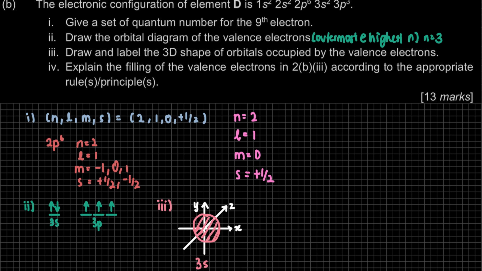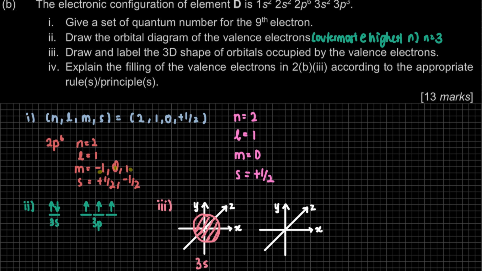Then the question asks for the shape of the orbital occupied by the valence electron, we also have p. How to draw it? The same case, we have to draw and label the axis first. For the p orbital, the shape is dumbbell, and there are 3 axes. Again, for the p orbital, L is equal to 1, so m equal to -1, 0, 1.